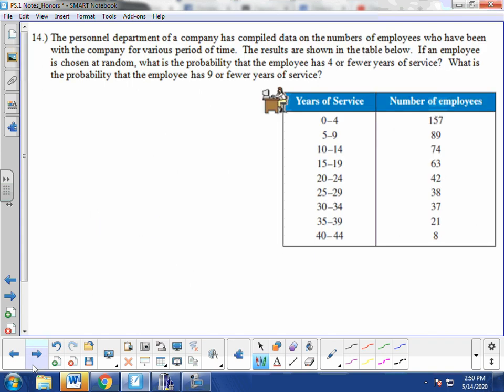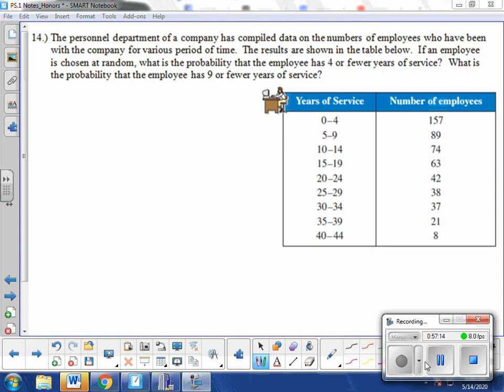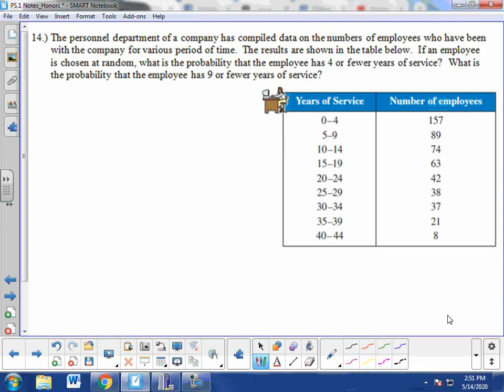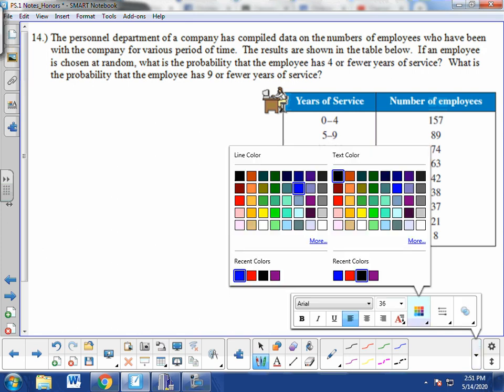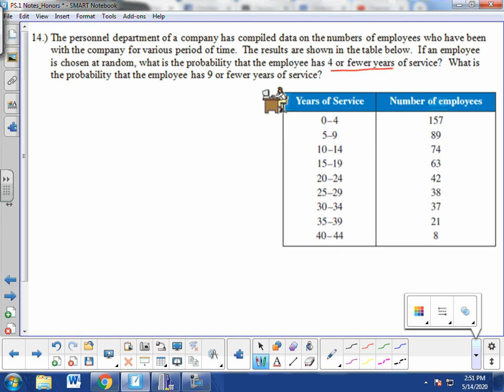Let's take a look at problem number 14. Problem number 14 says the personnel department of a company has compiled data on the numbers of employees who have been with the company for various periods of time. The results are shown in the table below. If an employee is chosen at random, what is the probability that the employee has 4 or fewer years of service? What is the probability that the employee has 9 or fewer years of service? So let's start with 4 or fewer, and let's make this event 1. So 4 or fewer years of service is event 1. And so that works because event 1 is shown in our table.